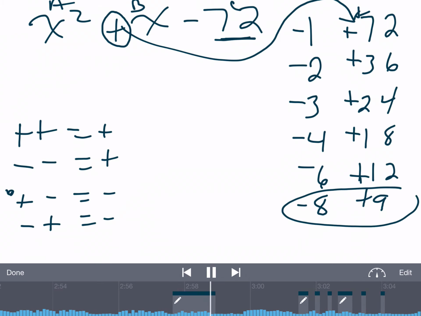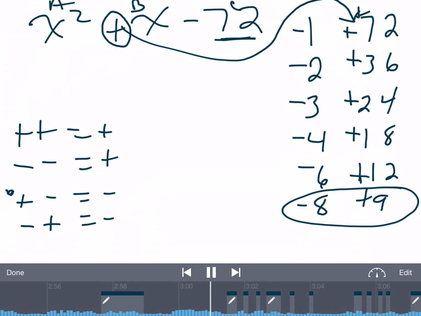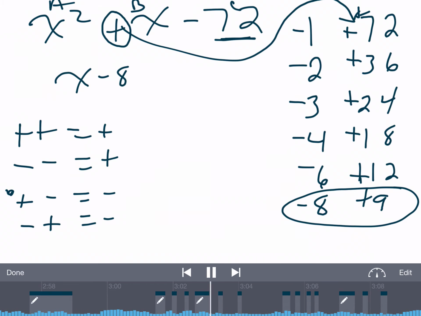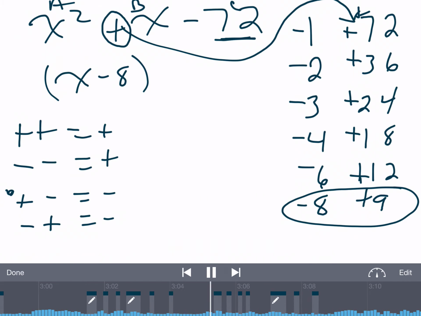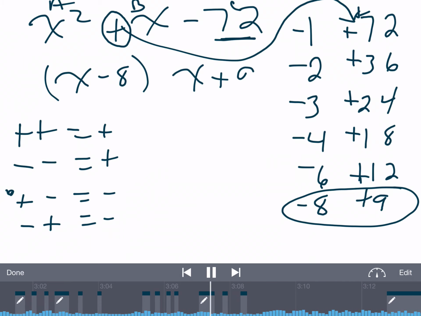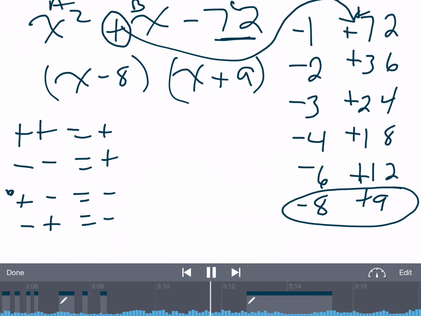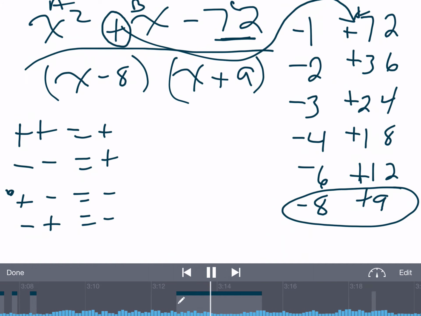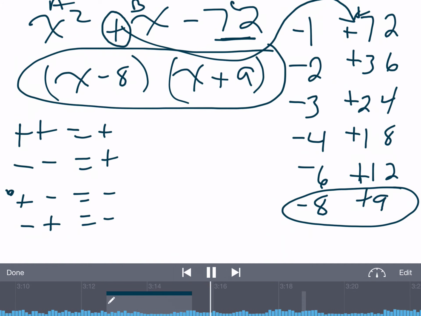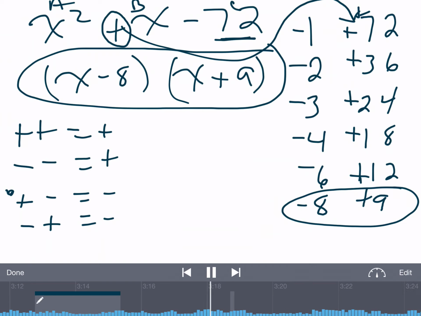So I circle that. And the way you're going to write this out is x minus 8 and x plus 9. And there we go. There's our first one, and this is your final answer. Once you get to the parentheses, that's your final answer right there. Okay? So let's go and look at problem number 2 now.